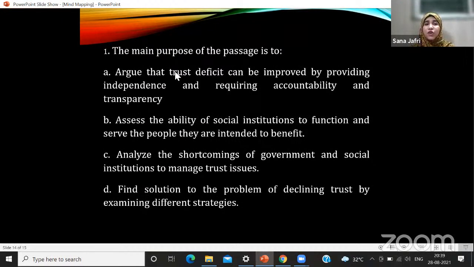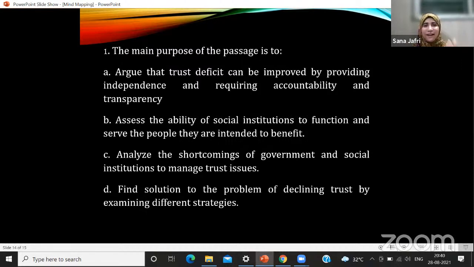A क्या बोलता है? Argue that trust deficit can be improved by providing independence and requiring accountability and transparency. Trust deficit can be improved by providing independence. Where are they talking of independence, bhai? Now, normally they frame such options. इसमें कभी ना कभी they include such points which are different, which are either beyond scope or are twisted ideas. Not the original ideas which are presented in the passage. They're nowhere talking about independence. They're all independent countries that we're discussing.